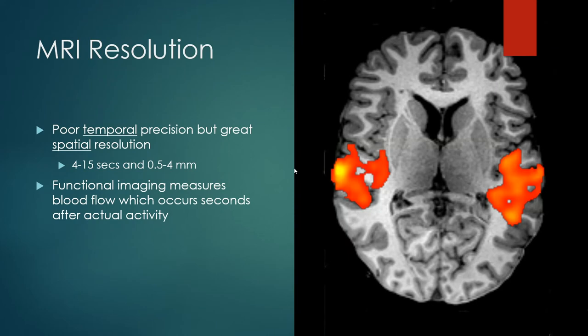You have much better temporal resolution than PET. So PET was like 20 seconds to a minute. This is picking up things about 4 to 15 seconds. And this is because we're waiting on blood flow to come into that area. And we'll talk about the BOLD signal here in a second. So the most important thing about MRI is that it's got really, really good spatial precision. Temporal precision's not the greatest, but we're really, really accurate at pinpointing where the stuff is coming from.